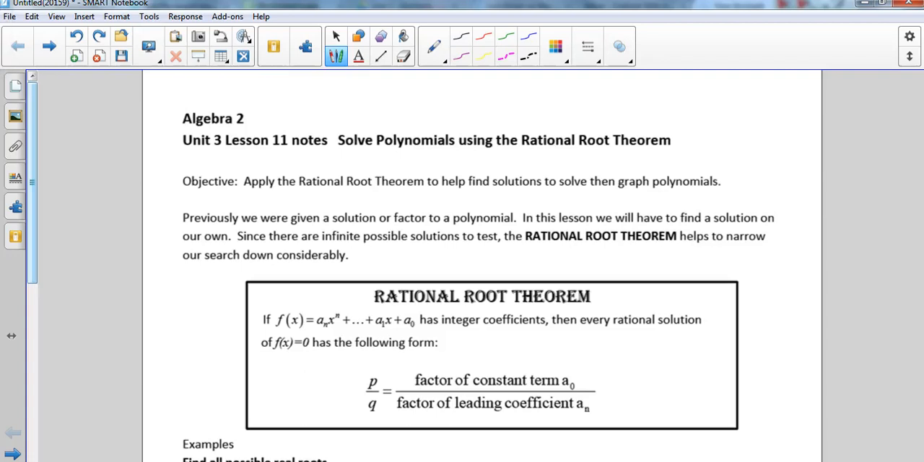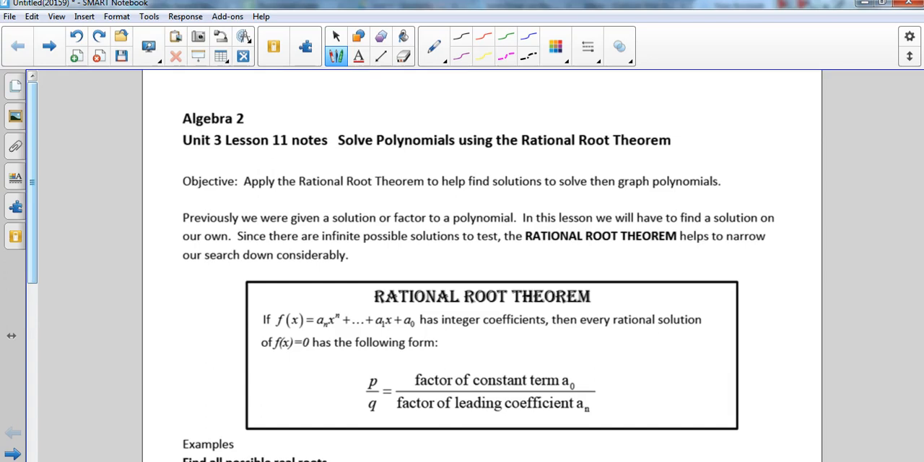Notes, solving polynomials using the rational root theorem. We're going to apply this new theorem to help find solutions to solve and graph polynomials. Up to this point, we've given you a solution or a factor of a polynomial. We either used numbers, used synthetic division, or we told you to test to see if it was divisible by this binomial. But in this lesson, you're going to have to do everything on your own.